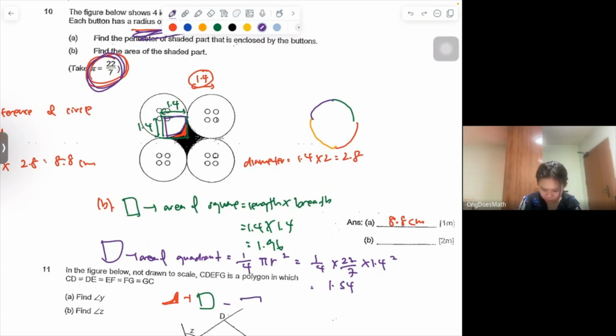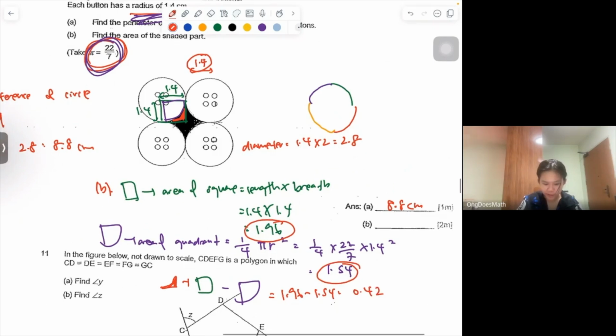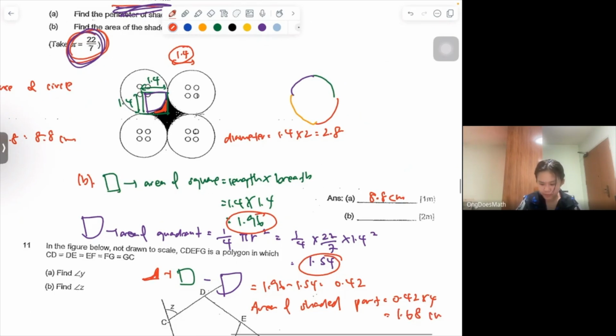Minus the purple quadrant. So that will just be 1.96 minus 1.54. That should give you 0.42. And to find the area of the shaded part, which is the black colored part, just times 4. So 0.42 times 4 should get you 1.68 cm squared. So for area, you always have this square.